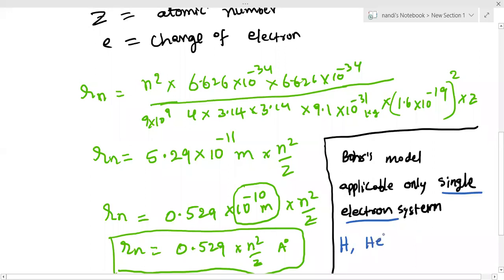Next, helium plus, one electron. Lithium 2 plus, one electron. Beryllium 3 plus. So all of them have one electron. For those cases only, Bohr's model is applicable.